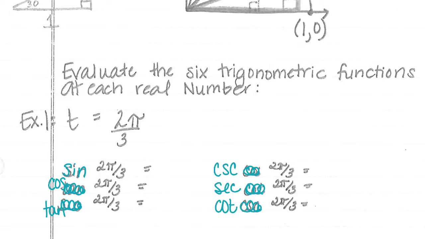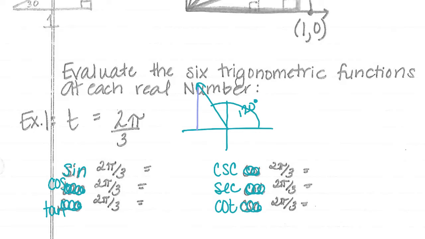Because what's going to happen is once we find the sine of 2 pi over 3, we're just going to flip it to get the cosecant. So let's start with 2 pi over 3. Where on the unit circle is 2 pi over 3? Well, I know that this is about 120 degrees. I shouldn't say about, it exactly is 120 degrees.